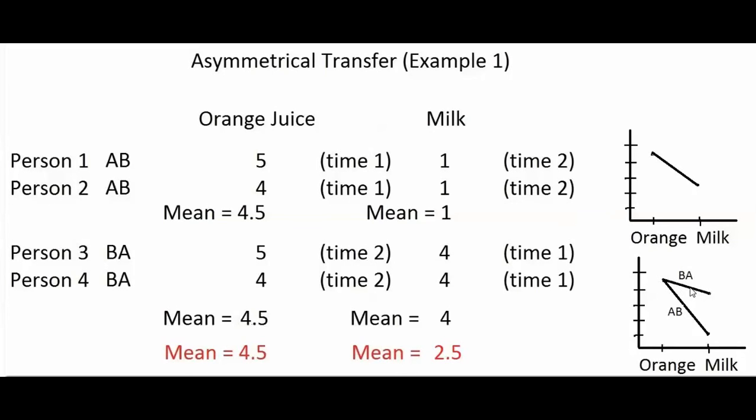When you have asymmetrical transfer in your data set, like we have here, then the overall difference between the mean of condition 1 and the mean of condition 2 will be skewed. It'll either be exaggerated or it'll be shrunken down. In this study, the difference between the mean of the 4 orange juice ratings and the mean of the 4 milk ratings was exaggerated because these two low ratings up here brought down the mean of the 4 milk ratings, and that created a larger difference between the means of the two conditions.